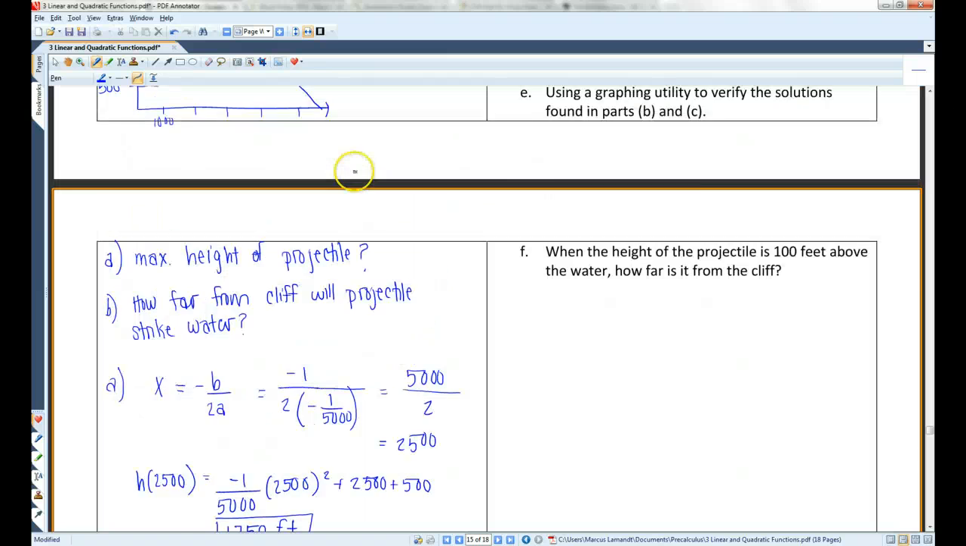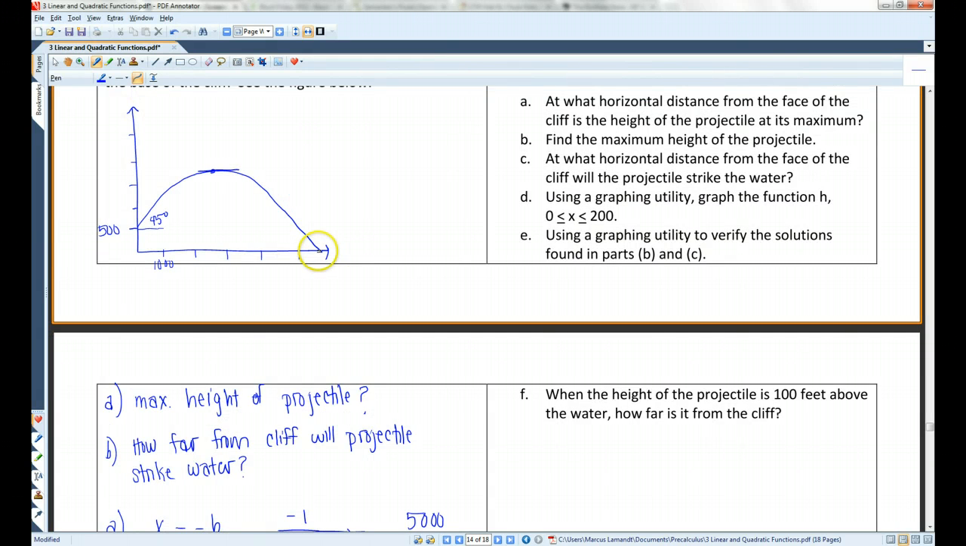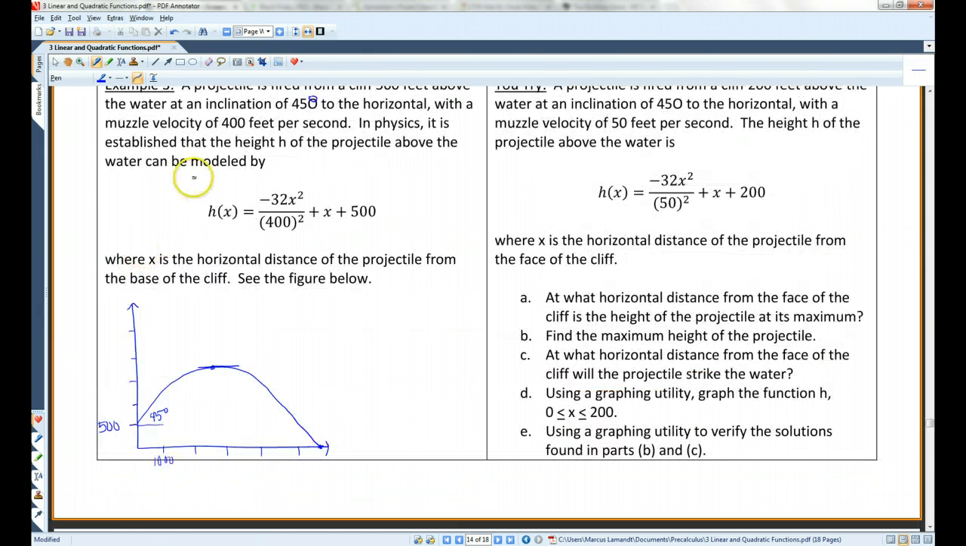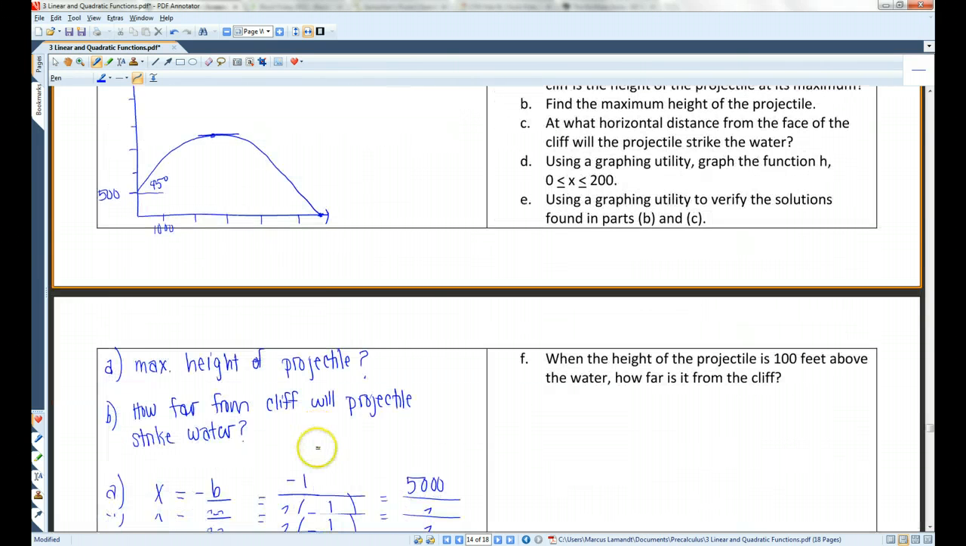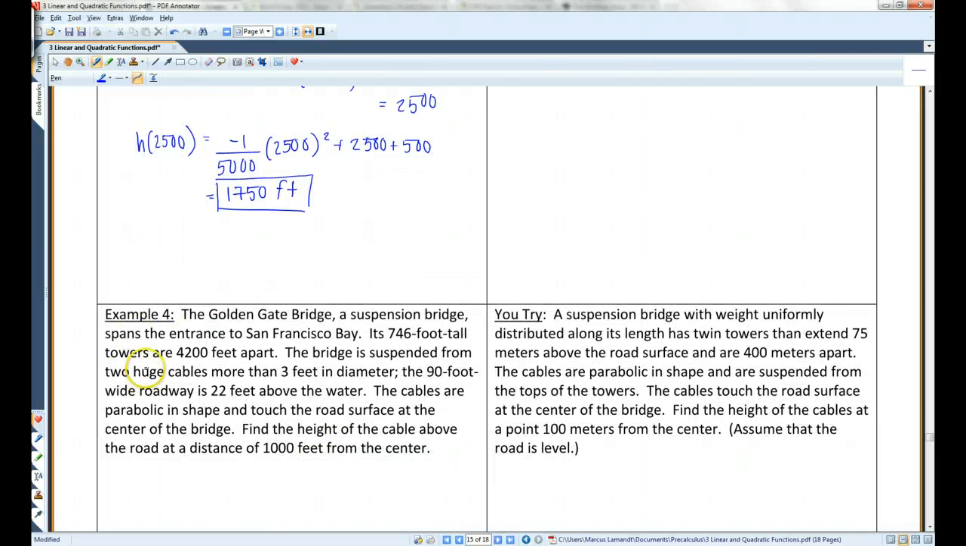How far from the cliff will the projectile strike the water? If you look, it's going to strike water where y equals 0, or in this case, where h of x equals 0. So what I'm going to do is set this equation equal to 0 and figure out what x is where y equals 0. So let's see here. We've got negative 1 over 5,000 x squared plus x plus 500 equals 0.